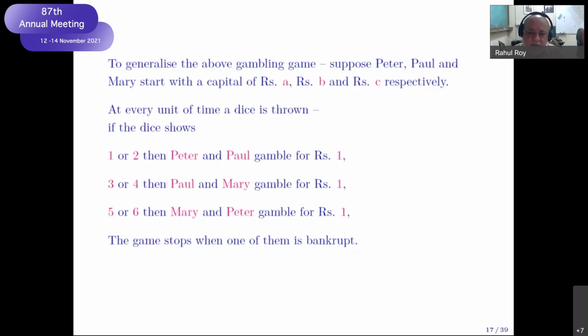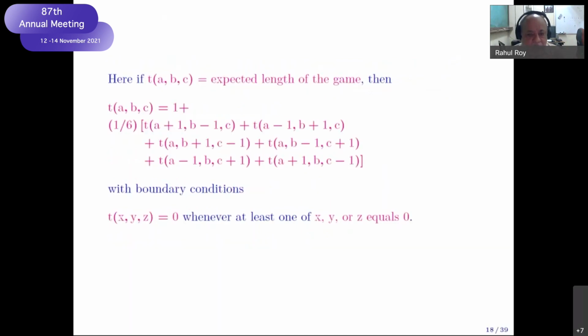And one way of doing it is to throw a dice. If the dice shows 1 or 2, then Peter and Paul play, 3 and 4, Paul and Mary play, and 5 or 6, then Mary and Peter play. And again, the game stops when one of them is bankrupt. So again, we can write out the equation, and we have the boundary values, which is just given here. The boundary value says that X is the fortune of Peter, Y is the fortune of Paul, and Z is the fortune of Mary. When one of them becomes 0, then we stop the game.